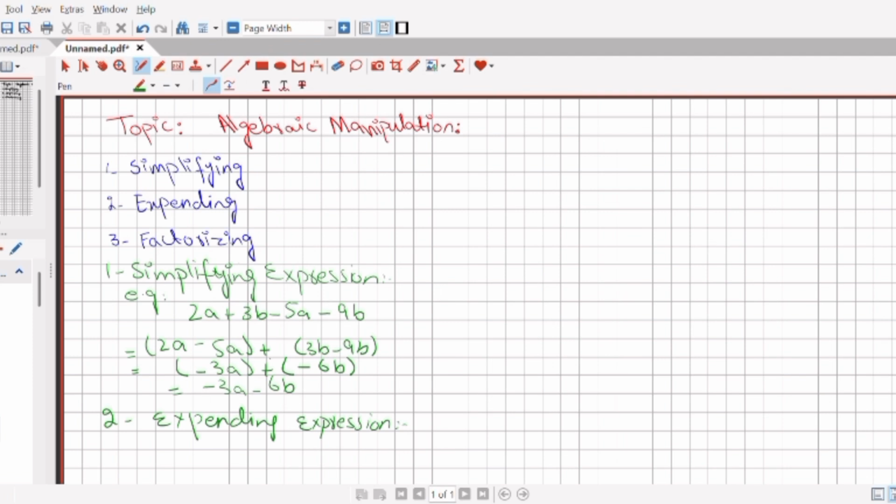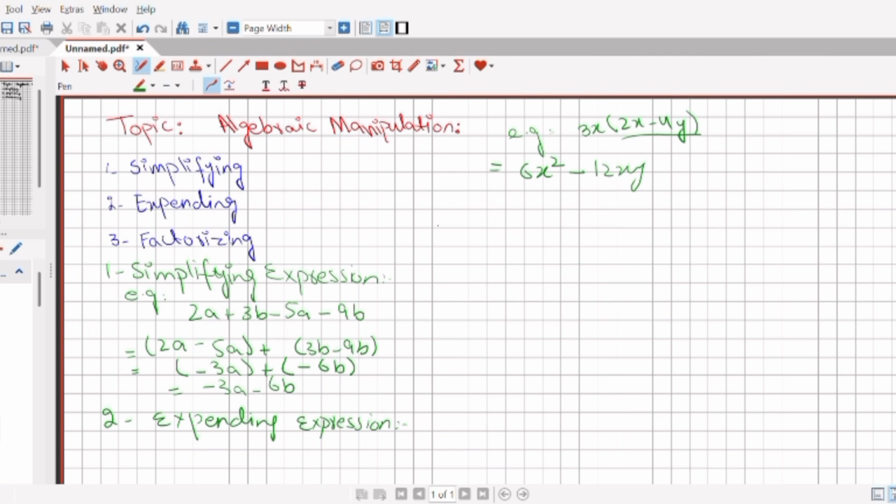First, with a single bracket. For example, I have 3x into 2x minus 4y. As you can see, the 2x minus 4y is in brackets, so we will expand it. To expand it, we multiply 3x with each term. So we get 3 times 2x is 6x, multiplied by x gives x squared, minus 3 times 4y is 12xy. This is the final answer.